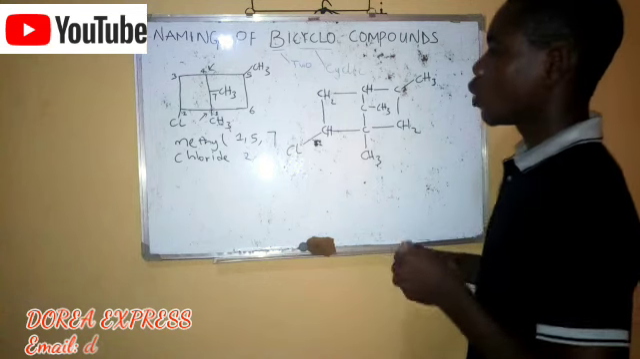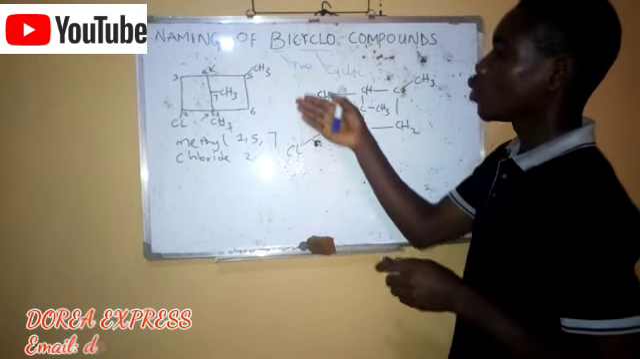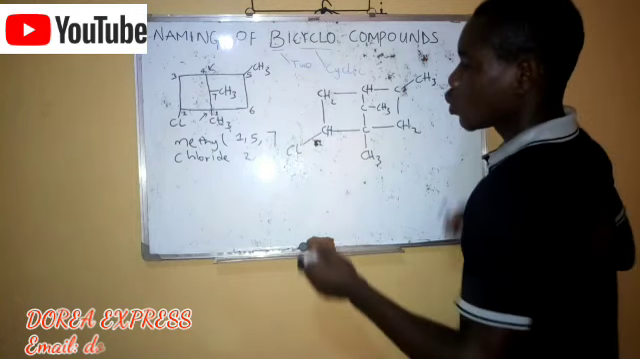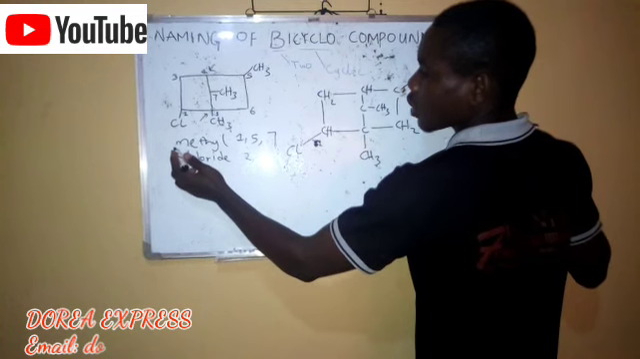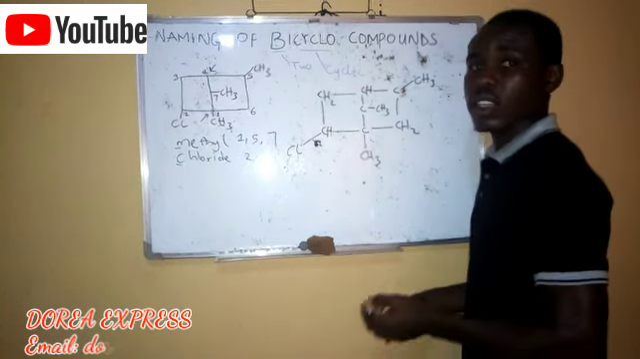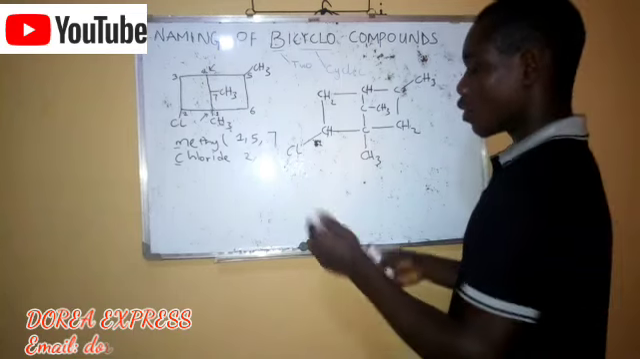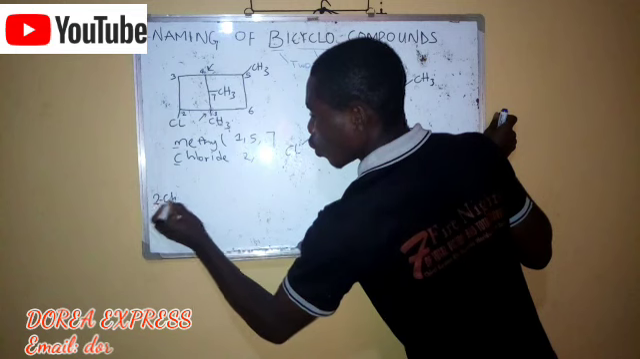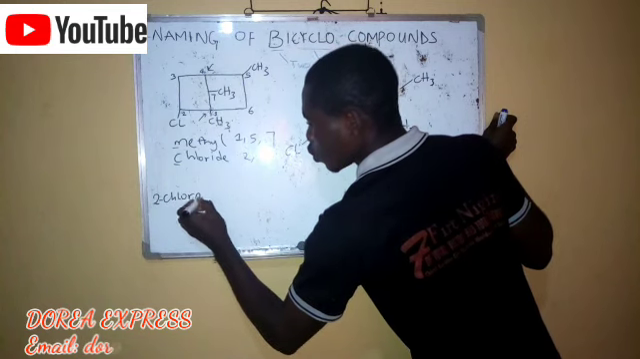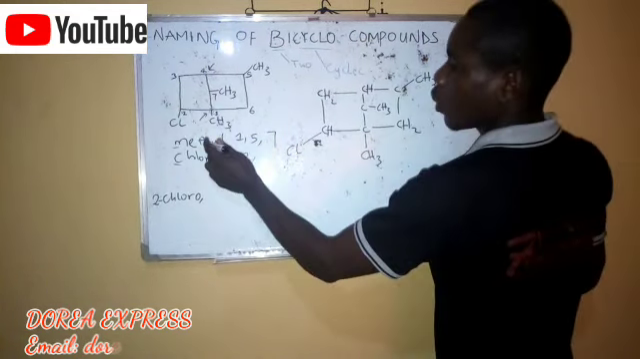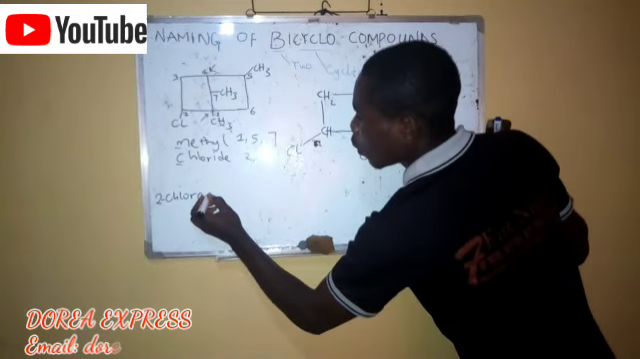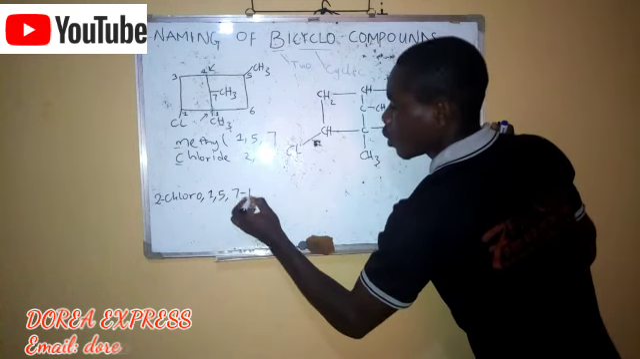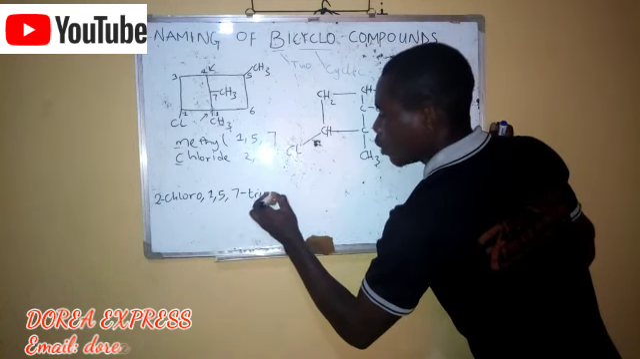So the next thing to do is to start naming, starting from the substituents attached to the bicyclo compound. If you look at C and you look at M, C comes first in the alphabet. C comes before M. So we start with C. So this compound is now 2-chloro, then we go with the methyl group, 1, 5, 7, trimethyl.